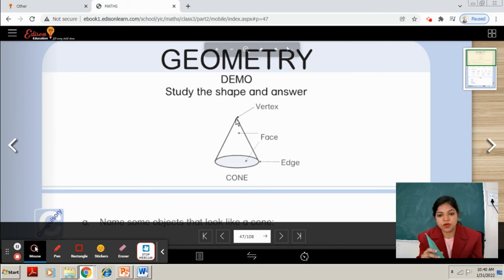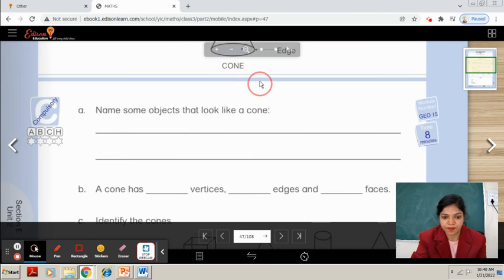Okay. So, the next one we have edge. You can see, students, this is the edge which is curved shape, right? This is the edge.